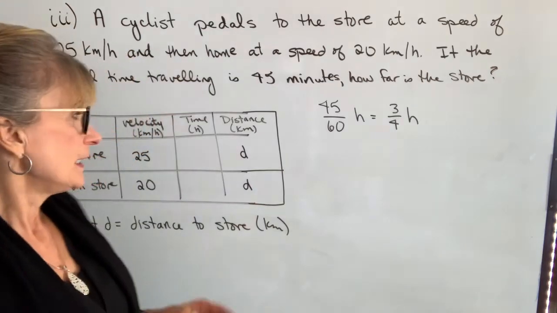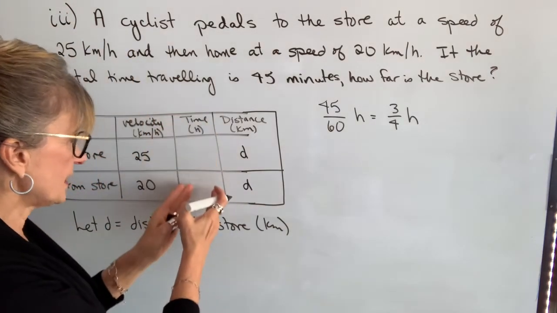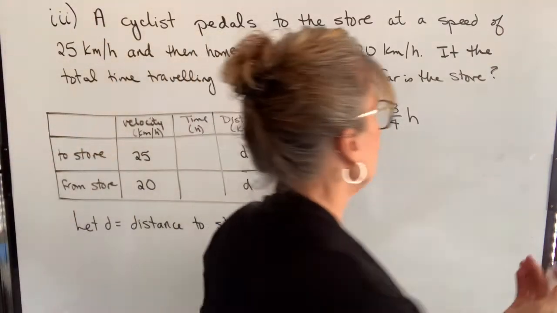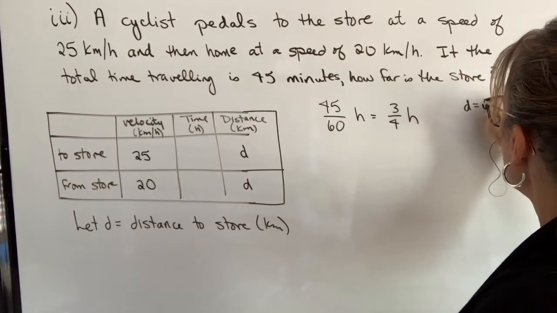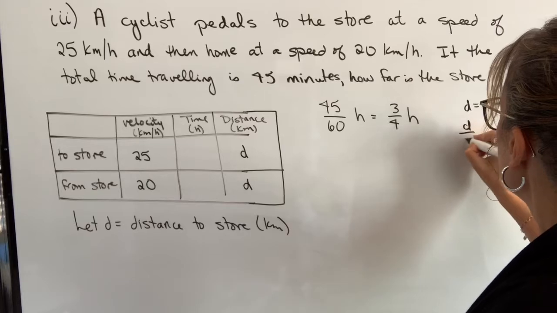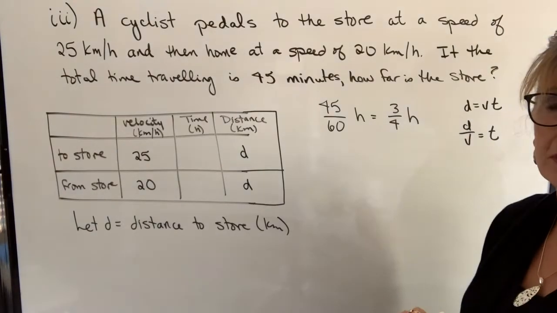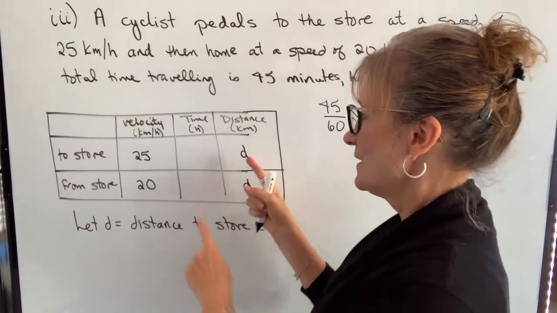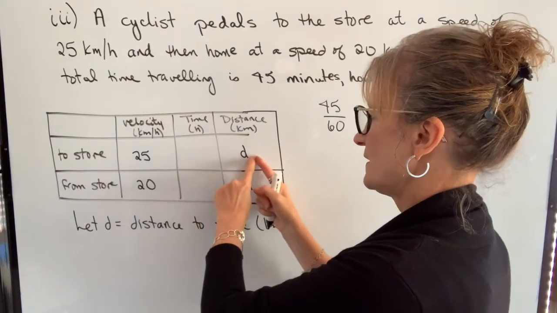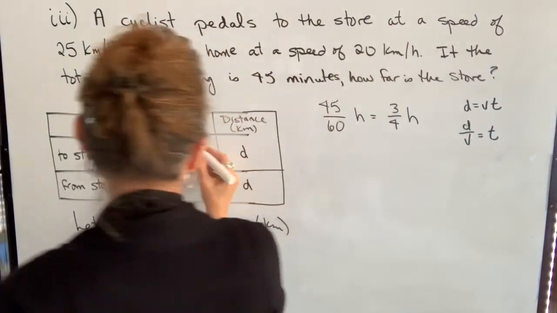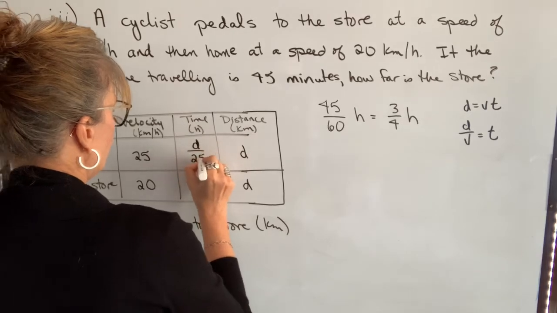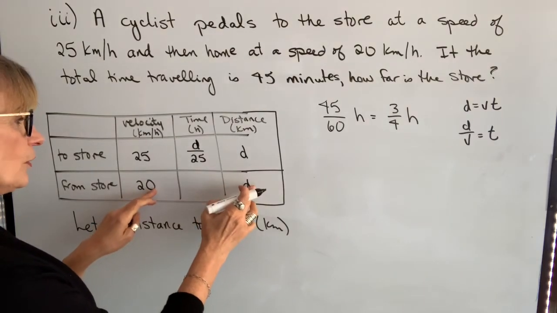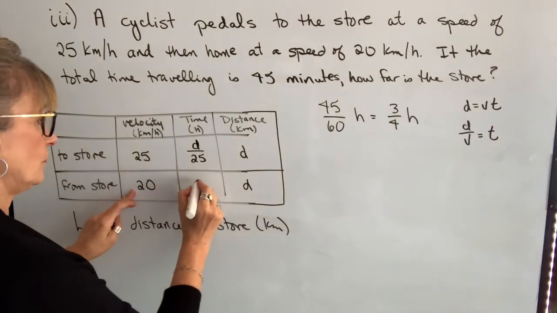What we need to do is make an equation or a statement of equality about time. How do we express time? We don't want to introduce a new variable. We know that distance is equal to velocity times time. Therefore, distance divided by velocity will equal time. So we're going to use our distance and our velocity to express time. So the time pedaling to the store will be the distance to the store divided by the velocity. So D divided by 25 will be the time pedaling to the store. Similarly, the time pedaling home will be the distance divided by the velocity home.